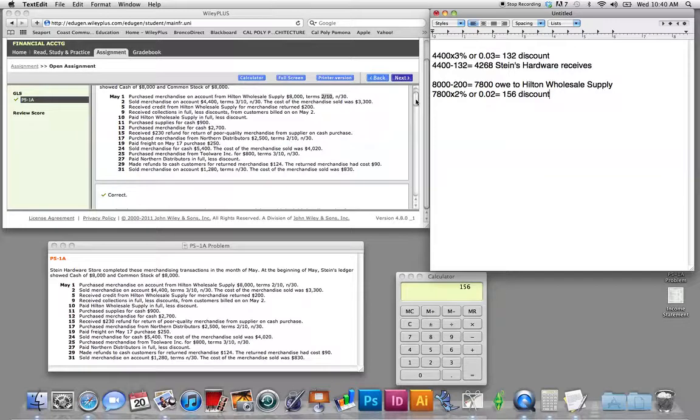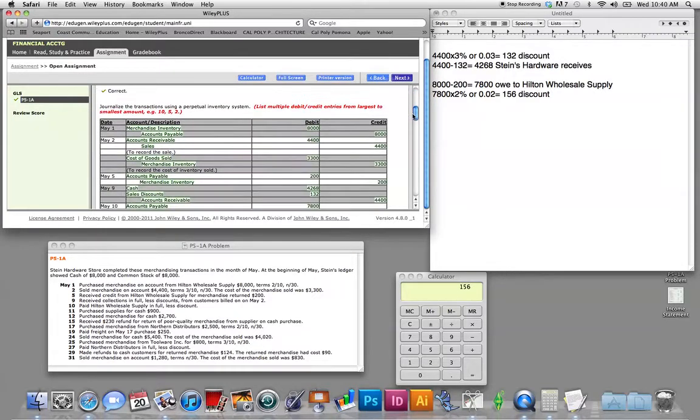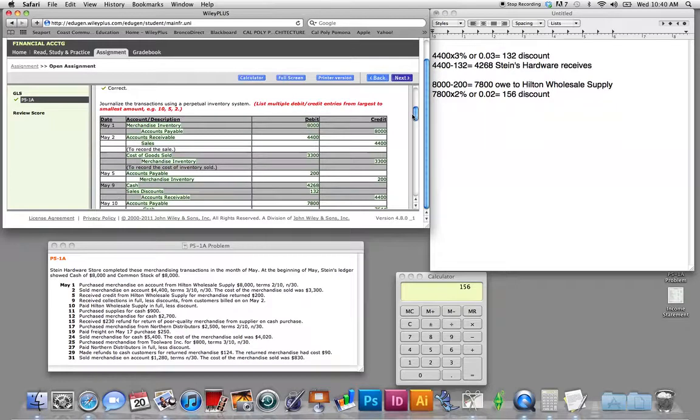So to journalize this transaction for us, we're going to be debiting the accounts payable, because we're actually paying this account off, so we don't need to have that in our transactions anymore. So we're going to be debiting the accounts payable by the full $7,800, because we don't take into account the discount on the debiting account for accounts payable. We are going to be taking into account the discount through a different account.